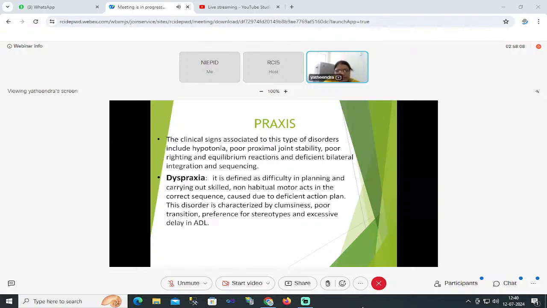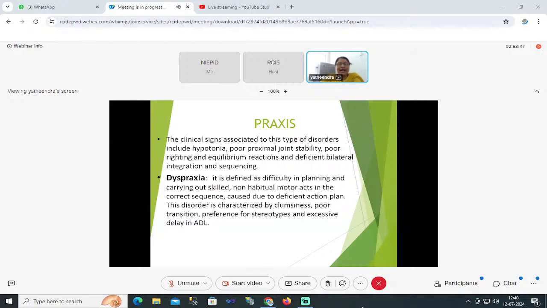Then what is praxis? Praxis is any motor action, any new motor action. The problems with praxis include hypotonia, poor proximal joint stability, poor righting and equilibrium reactions, and inefficient bilateral integration or sequencing. Dyspraxia is a difficulty in planning and carrying out non-skilled, non-habitual actions in a correct sequence. It is caused by a deficient action plan, and this disorder is characterized by clumsiness and awkwardness in the movements.